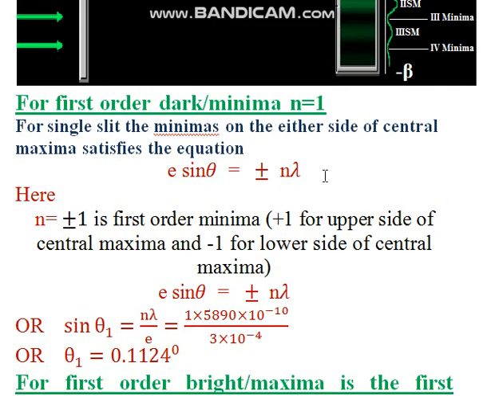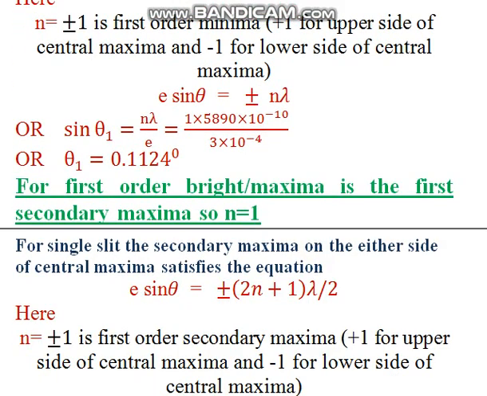So let's write the first order dark. This is the general equation for the dark bands. For the first order, let's put n equal to 1 and solve this equation. We obtain theta 1 equal to 0.1124 degree. So this is the angular position of the first minima.